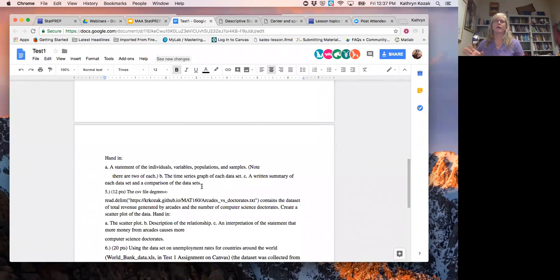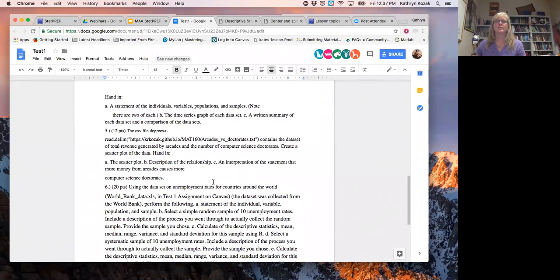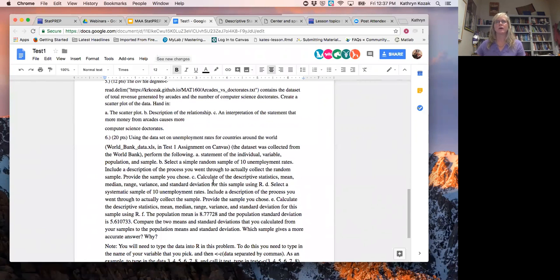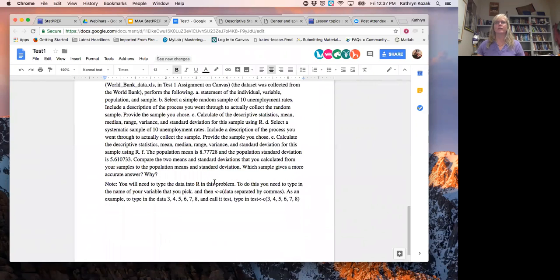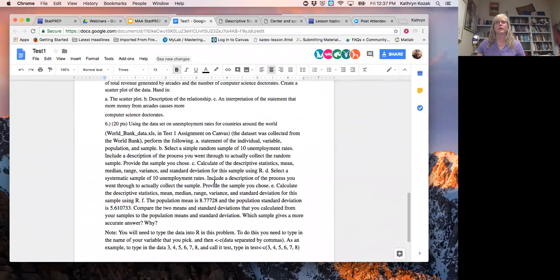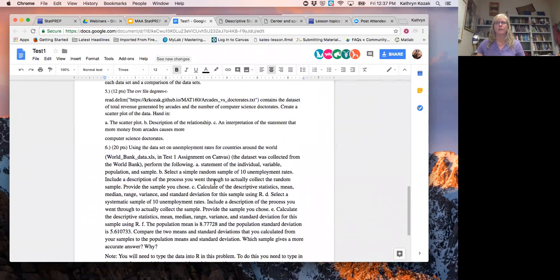Another is a scatter plot that gives the idea of correlation and causation kind of things. And then I'm going to finish the test. The last question is where I'm having them actually take a sample from some data I gave them and then find the mean, median, and mode and do the same thing and talk about what those samples look like.